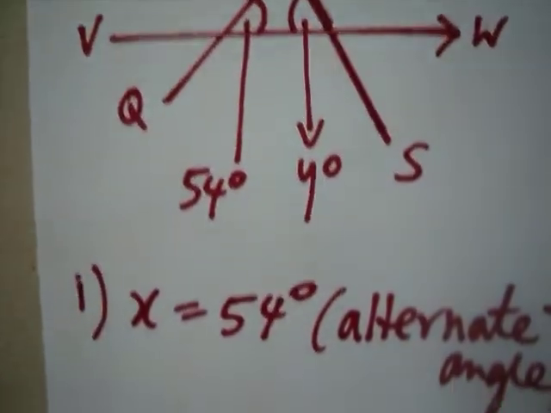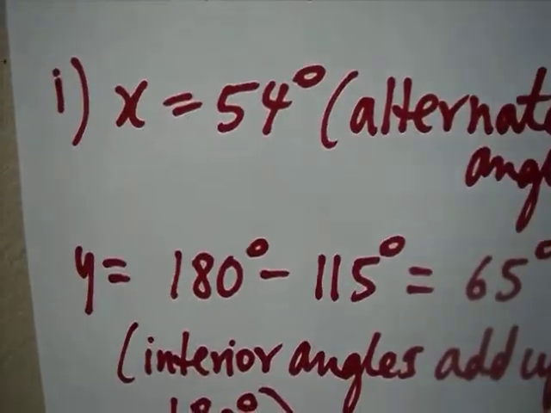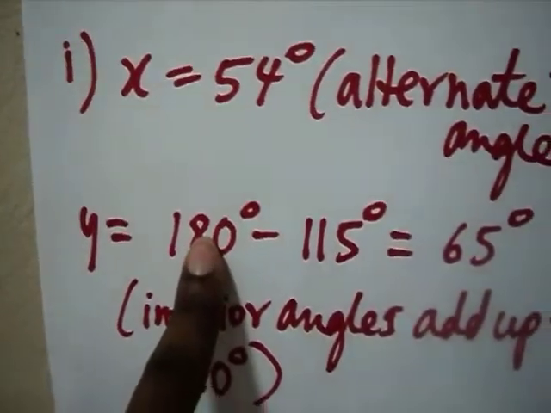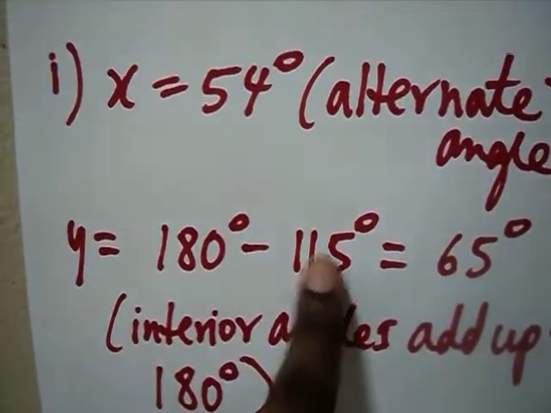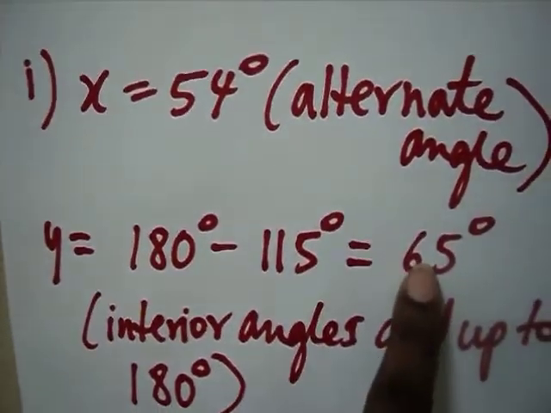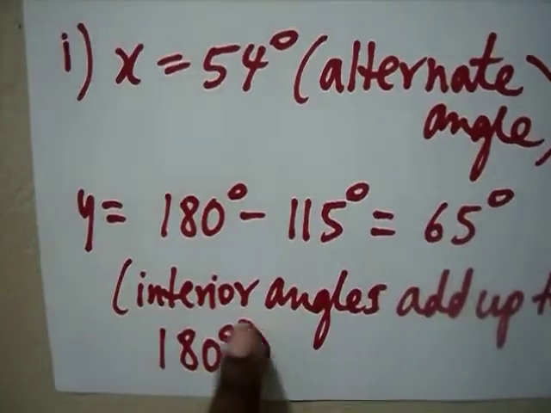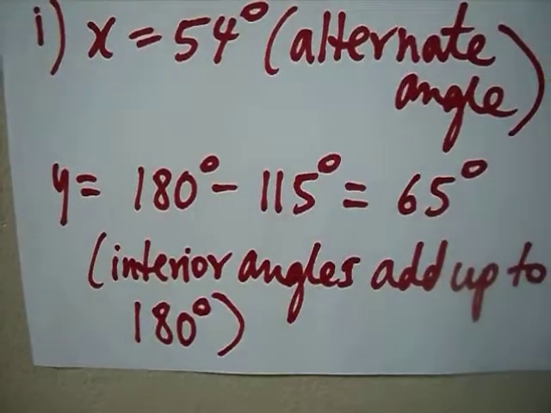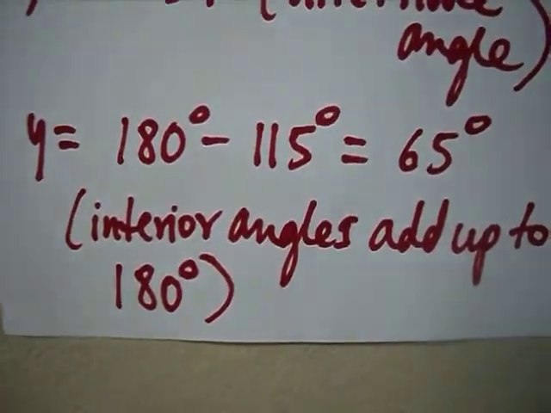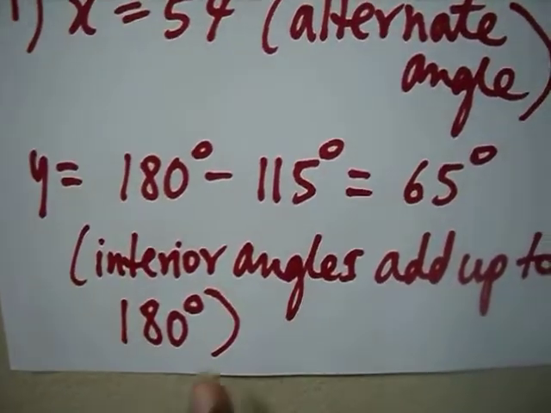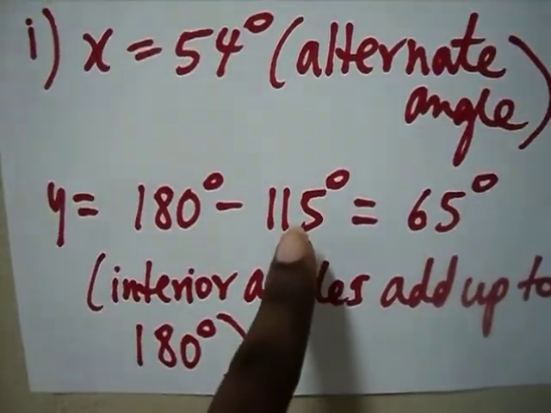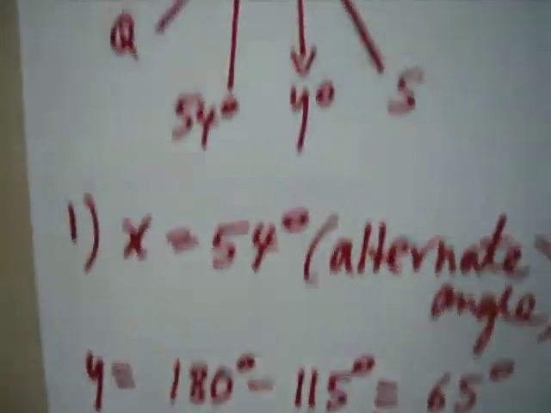So Y is equal to 180 subtract 115 from 180 to give me what? To give me 65 degrees. And you have interior angles added up to 180. That will be a reason. So a reason is interior angles add up to 180. You subtract 115 from 180 to get 65.